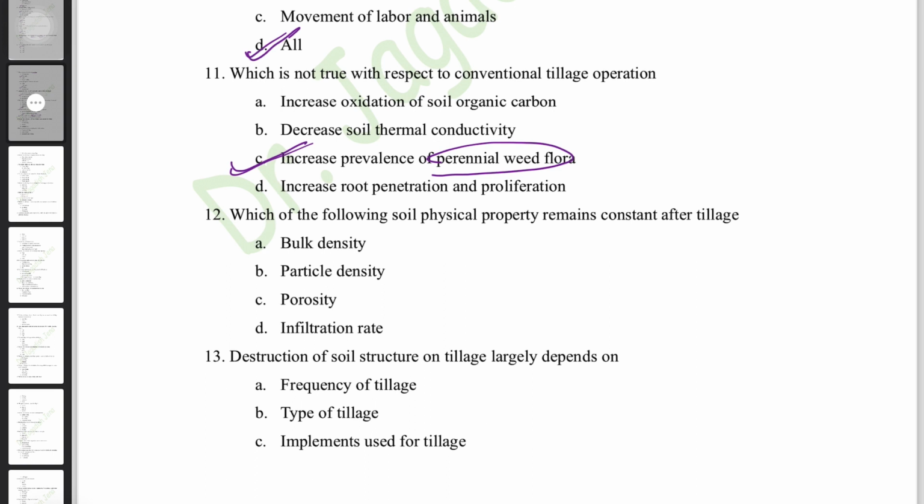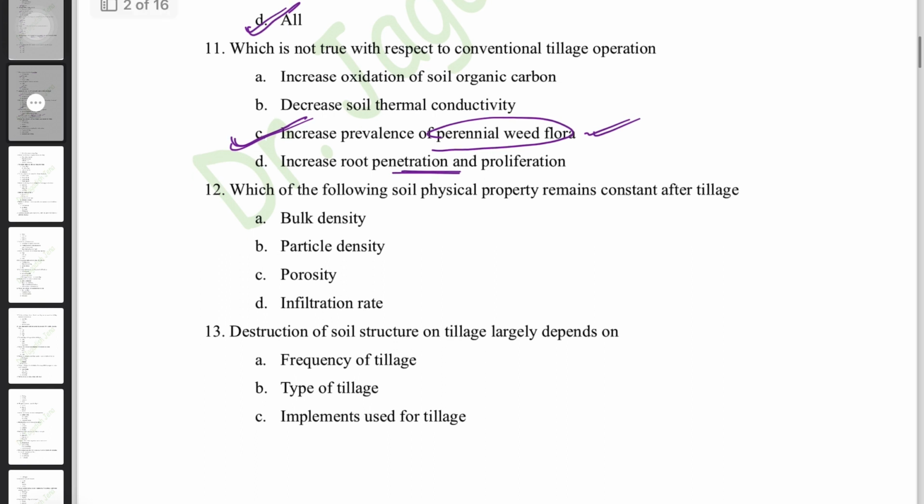That is not true with respect to conventional tillage. Next, increase root penetration and proliferation. Yes, for this reason we are doing conventional tillage, because roots can move deeper and deeper. So the right answer will be increased prevalence of perennial weed, because the perennial weed population increases when you are going for zero tillage.